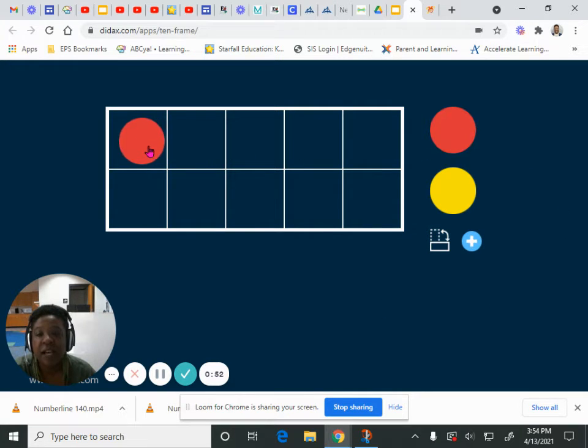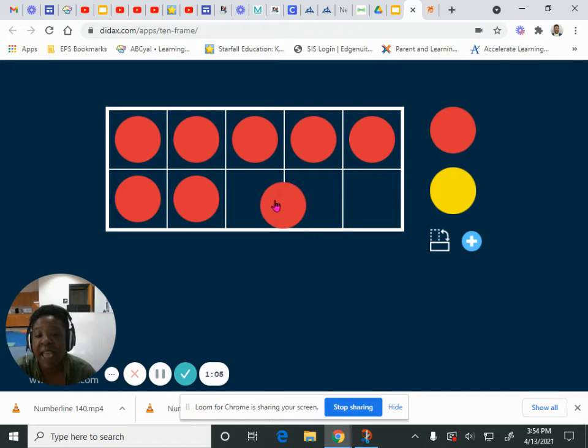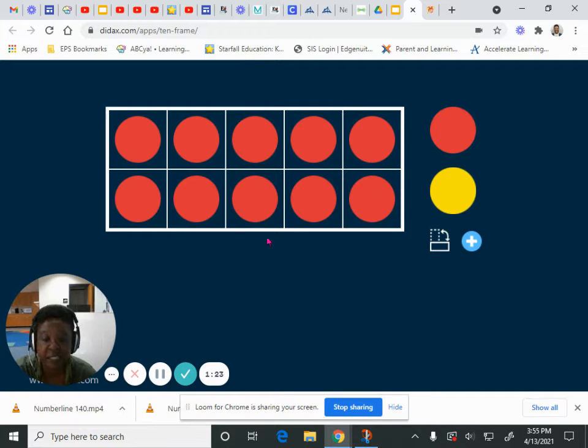That's right. So I am going to fill our 10 frame up with 10 red counters. When we have a 10 frame, we have a group of 10, and a group of 10 in math, we call that tens. In place value, we call a group of 10 tens. So in this case, we have one group of 10. We have one 10 frame and it has 10 counters in it. So this would be considered our tens, okay?